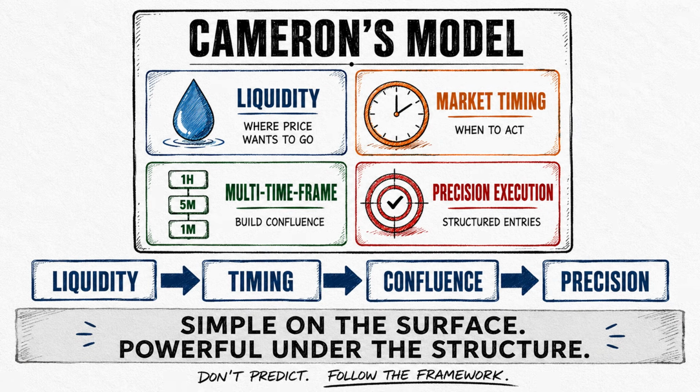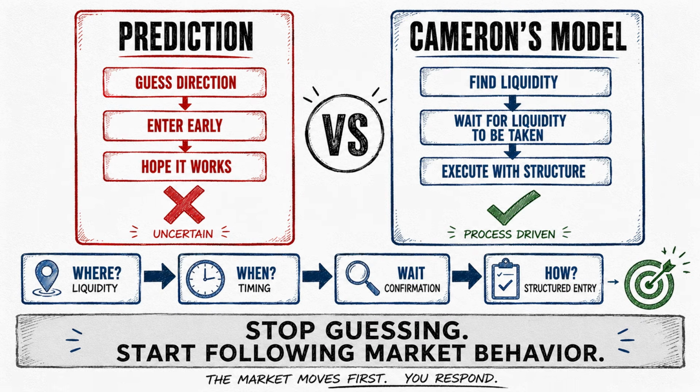Let us begin by understanding the foundation of Cameron's model and why it is considered such a powerful framework in liquidity-based trading. At first glance, the model appears remarkably simple. However, behind its simplicity lies a complete framework built around liquidity, market timing, multi-time frame analysis, and precision execution. Rather than relying on prediction, Cameron's model focuses on understanding where the market is likely to seek liquidity, when that liquidity is likely to be taken, and how to position yourself once that process unfolds.